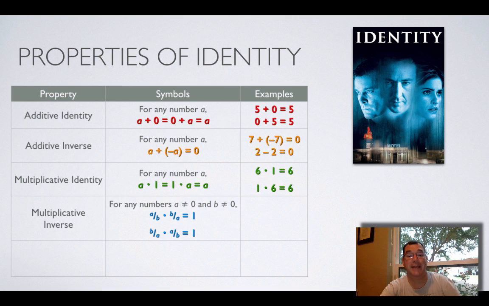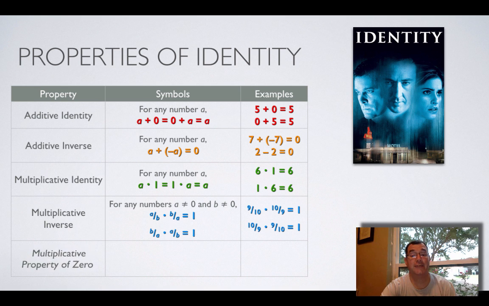It's going to be the upside down of that number. So if I have a over b as a number, all I have to do is multiply that by b over a, and I'm back to 1, whether I do it before or after the first number. So for example, if I start with 9/10, the multiplicative inverse of that is 10/9. And no matter whether I multiply before or after, I get 1 as the answer, which is the multiplicative identity.